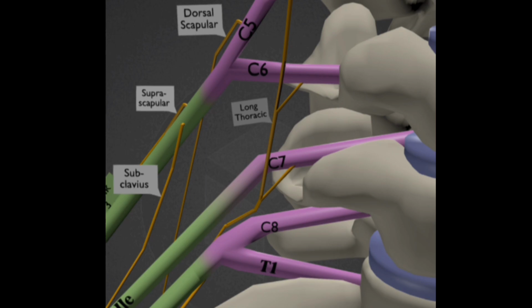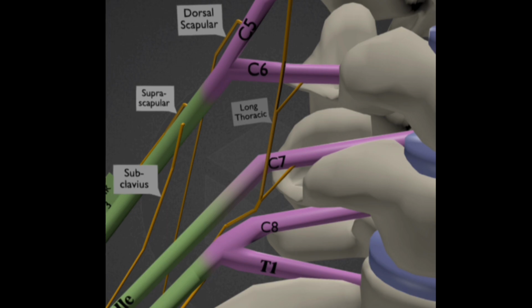So moving on to the branches from roots, from trunks, that is other than cords. So branches from roots. As you already know, roots are C5, C6, C7, C8, T1. So branches from roots are long thoracic nerve, also called nerve to serratus anterior, also called nerve to Bell. The root value is C5, C6, C7. So here you can see long thoracic nerve, which is also called nerve to serratus anterior because it supplies serratus anterior muscle, and it is also called nerve to Bell.